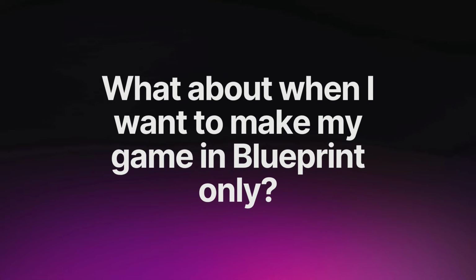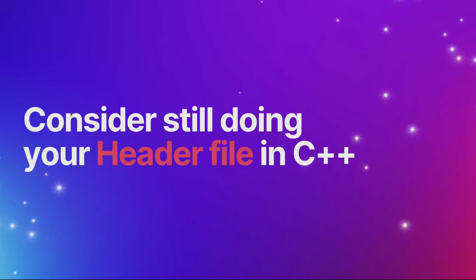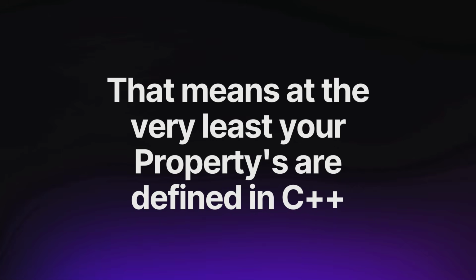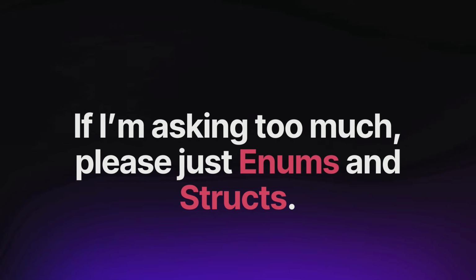But you want to make your game in Blueprint only, and perhaps you don't have a dedicated programmer on the team. I get it. To that, I would still say consider doing your headers in C++. That means your core properties, your delegates, your getters, your setters where appropriate. And if I'm asking too much here, please just consider your Blueprint enums and structs. You will still get a heap of advantages when it comes to refactoring and stability.